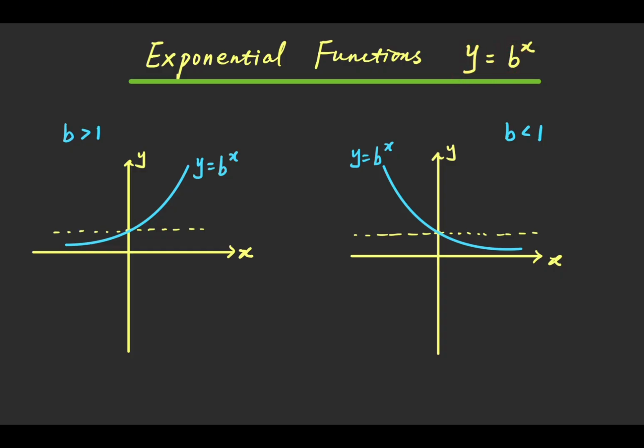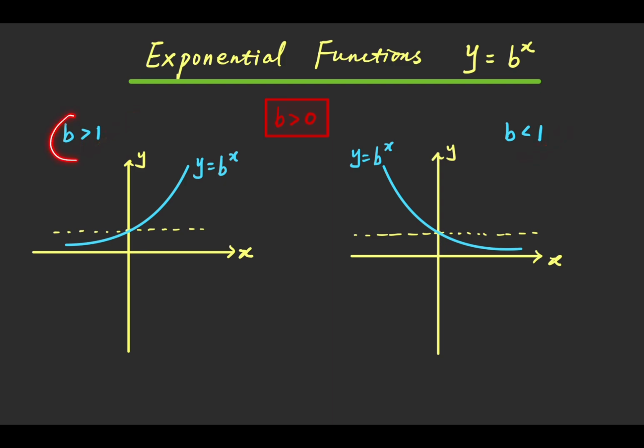b is constant. But when discussing the exponential function, we need to divide the expression into two situations. The first situation, b is a number which is greater than 1. The second situation, b is a number less than 1. But you need to know, for these two situations, b must be a positive number. That is to say, b greater than 0. This is the prerequisite for the two situations.